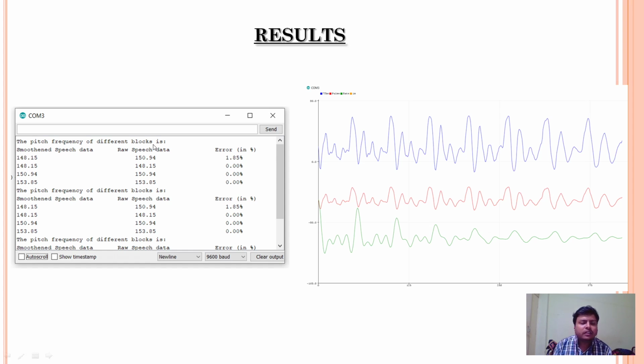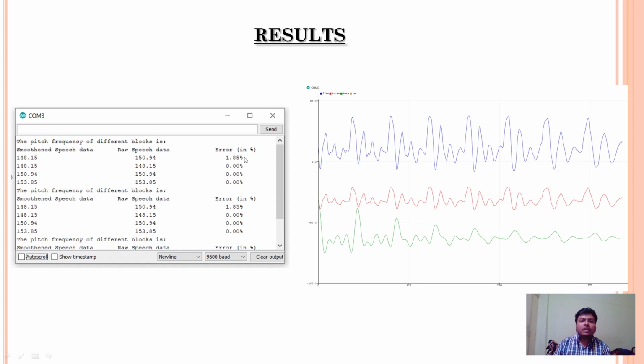As we can see here, the pitch frequency for different blocks of speech data is as follows. Since we have talked about having 8 blocks of data, but for convenience, I only displayed the output of 4. As we can see here, the pitch frequency for the smoothened speech data is in between 140 to 200 hertz, which is the typical frequency for the human voice, for male or female both, and our answer is also within that.